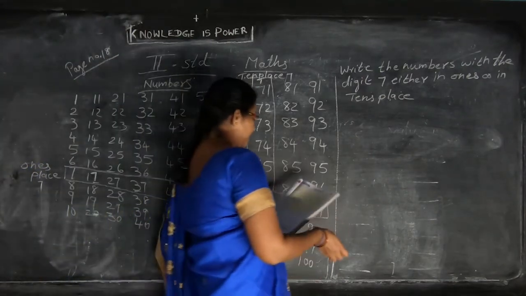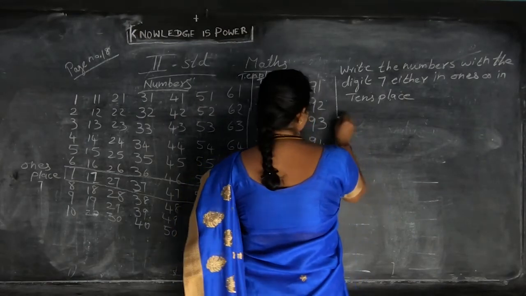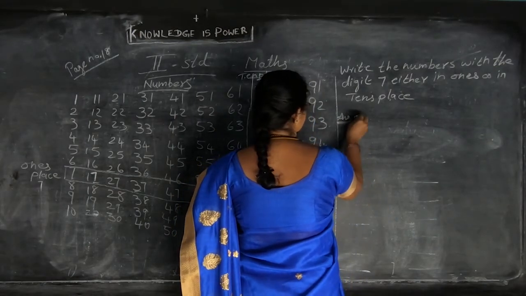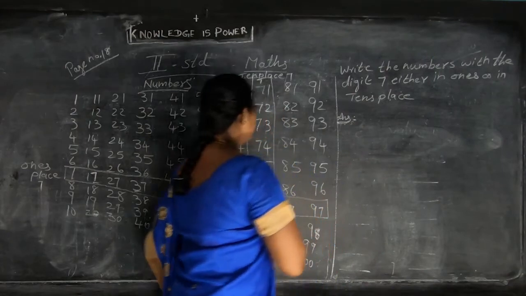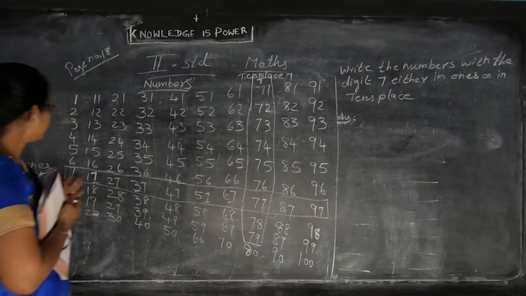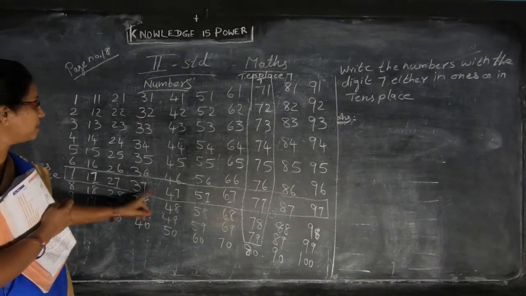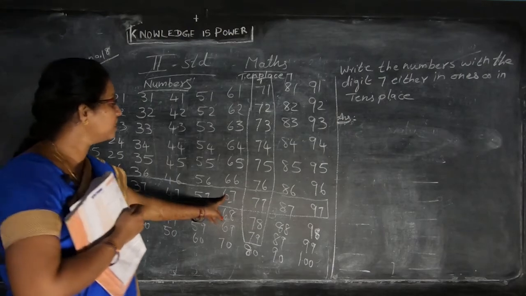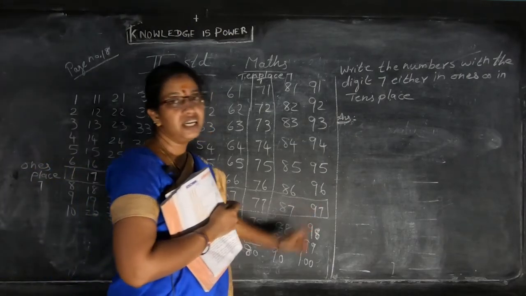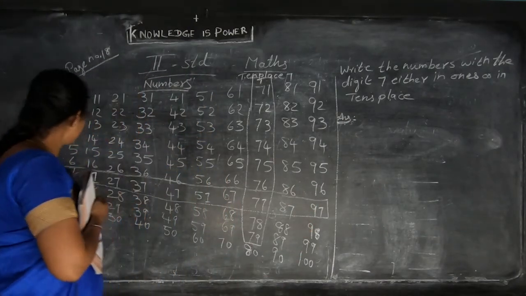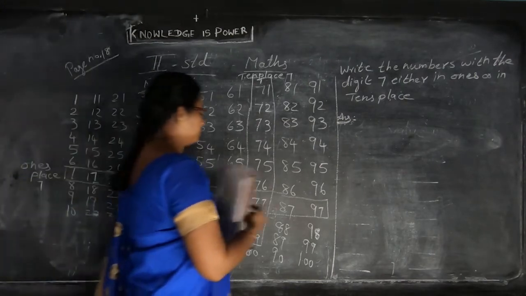We are going to write here answer for this one. This one is answer. Say the number, see the chart and say. First I am going to write ones place. This is ones place. Where 7 is, you see 7, 17, 27, 37, 47, 57, 67, 77, 87, 97. All the 7s are in ones place.